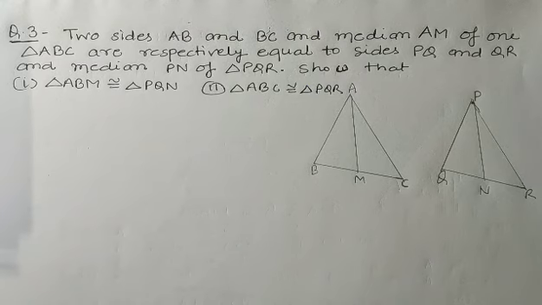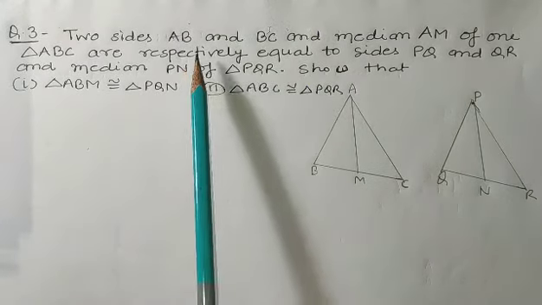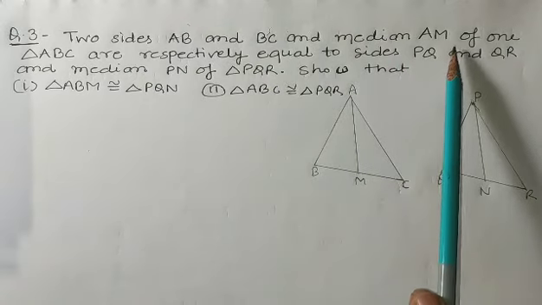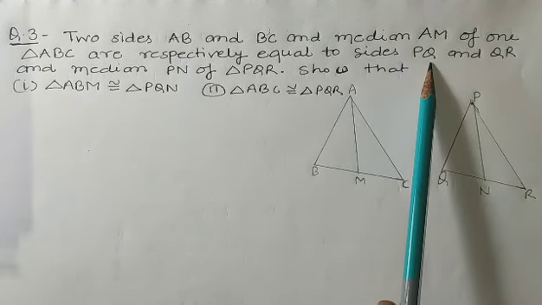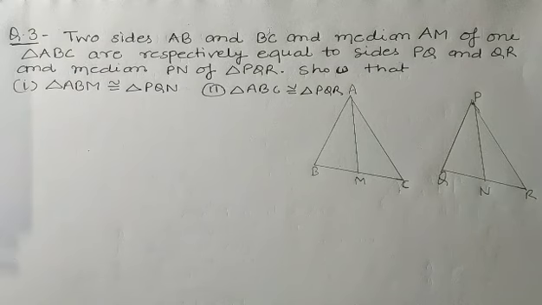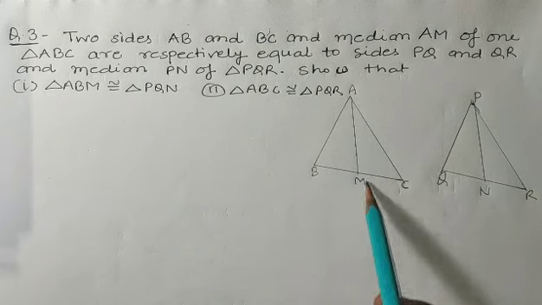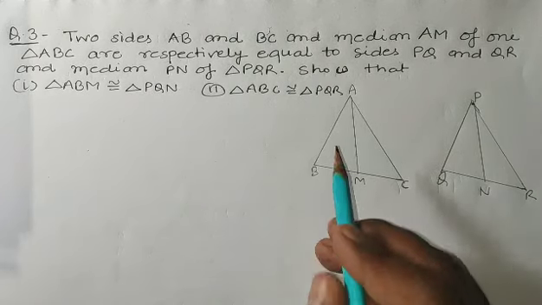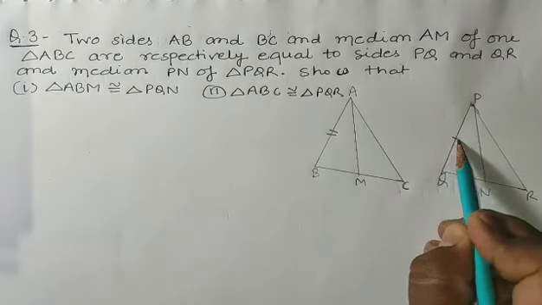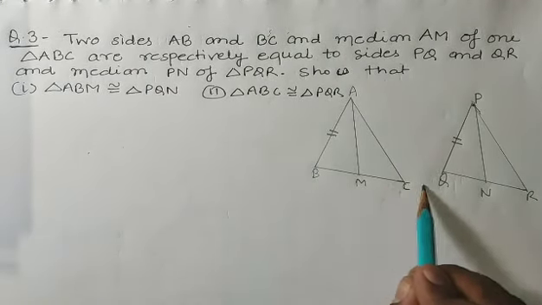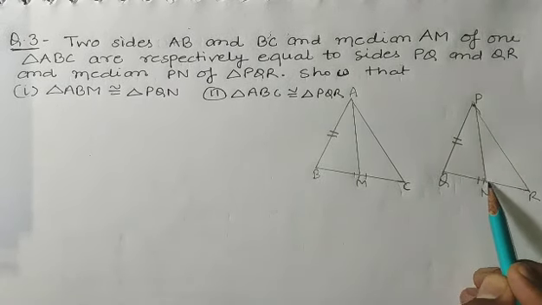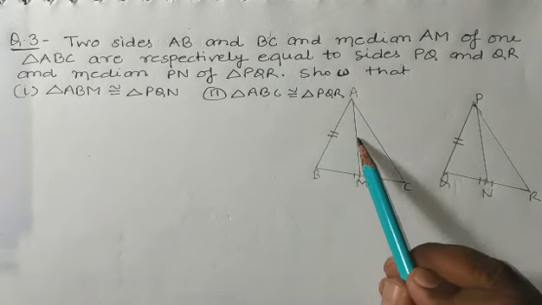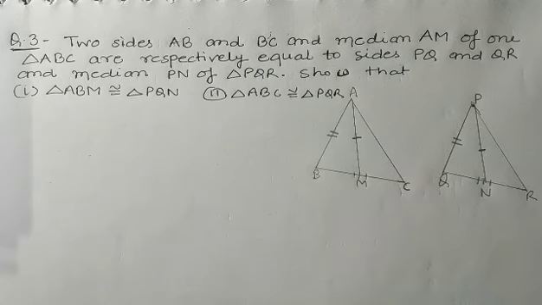Coming to the next question students, question number 3. Question number 3 is, two sides AB and BC and median AM of one triangle ABC are respectively equal to sides PQ, QR and median PN of triangle PQR. See what is given. Here are two triangles and AM and PN are medians. Okay, it is given that the side AB is equal to the side PQ. The whole side BC is equal to the whole side QR. Okay, and the median AM is equal to the median PN.